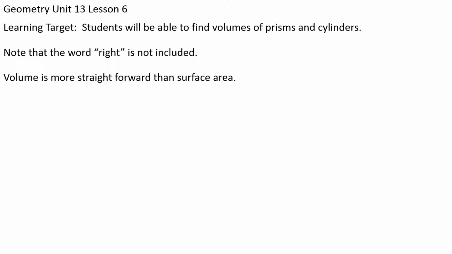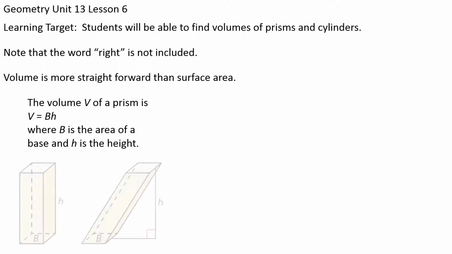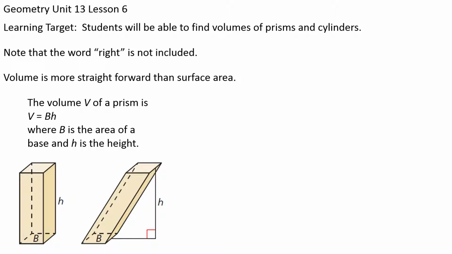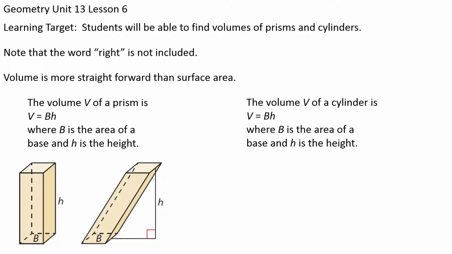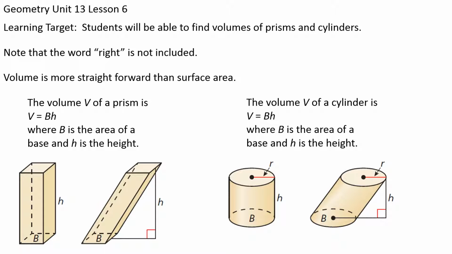Volume is more straightforward, I think. Volume of a prism: area of the base times the height. Notice it does not matter if it's a right prism or an oblique prism, the volume is going to come out the same. The volume of a cylinder is area of the base times the height. Again, it does not matter if it's a right or an oblique cylinder, they will have the same volume.